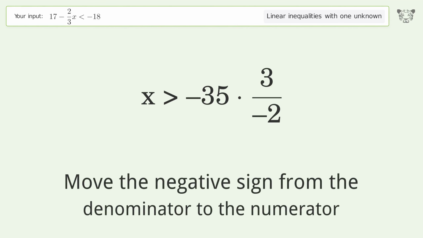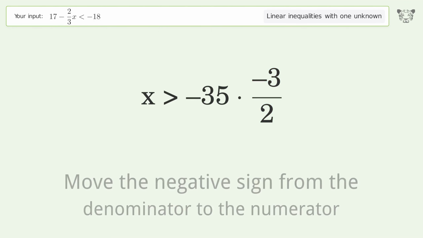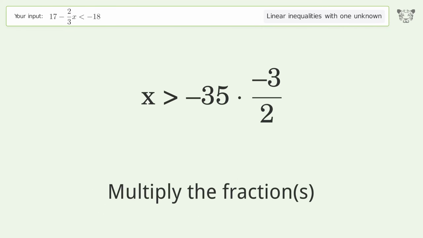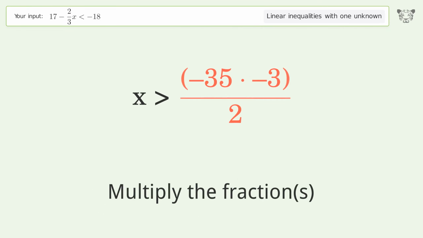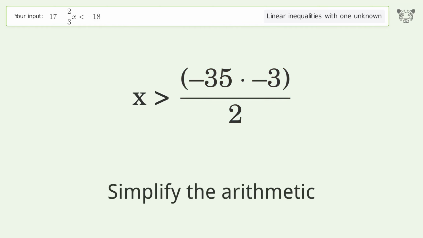Move the negative sign from the denominator to the numerator. Multiply the fractions. Simplify the arithmetic.